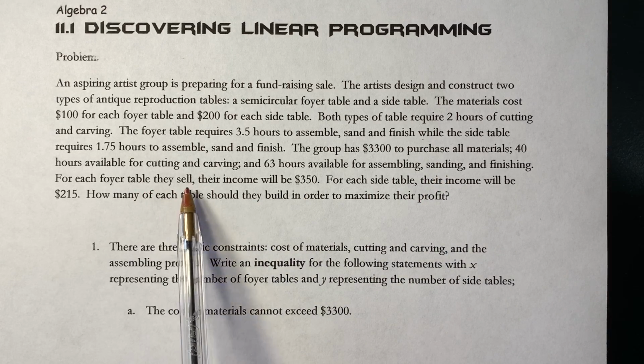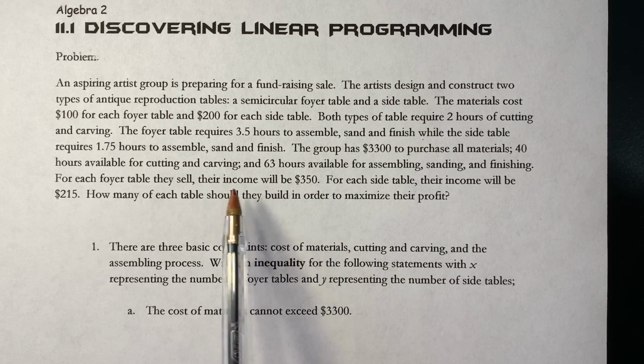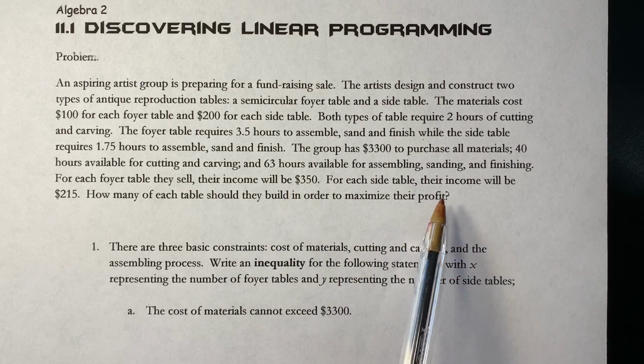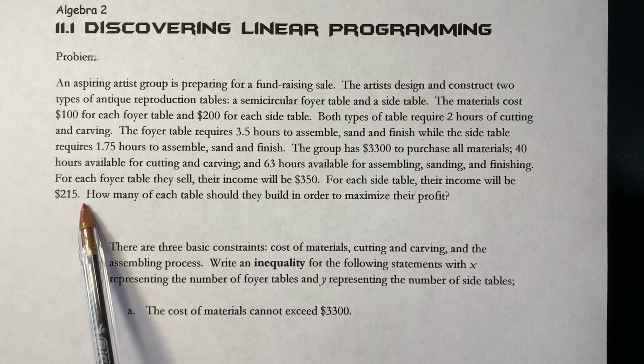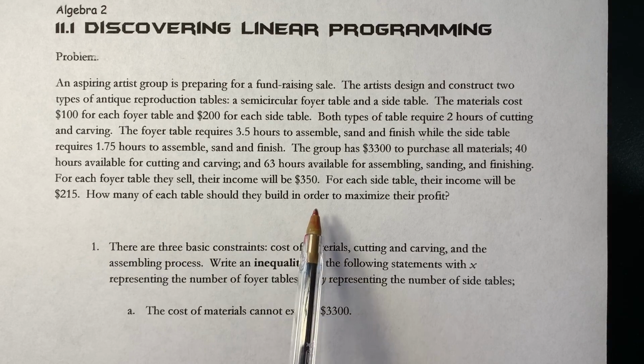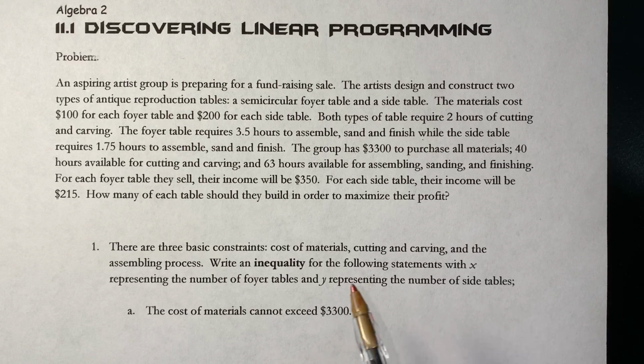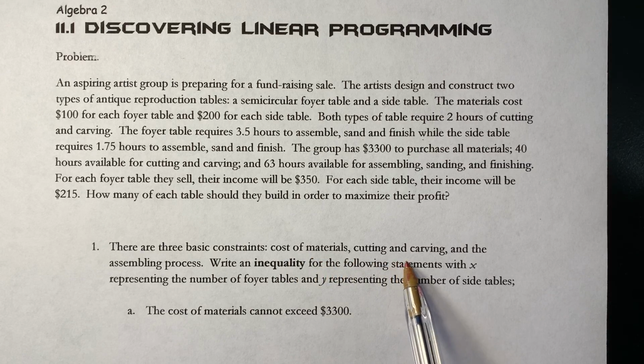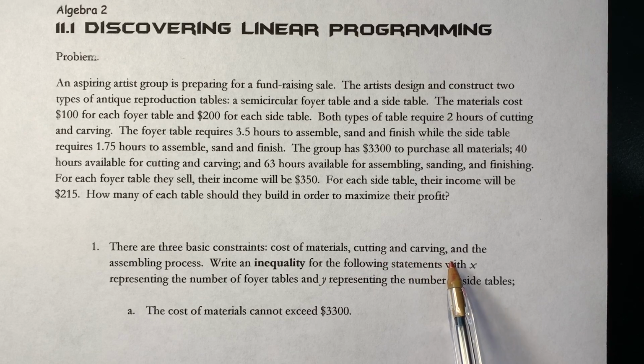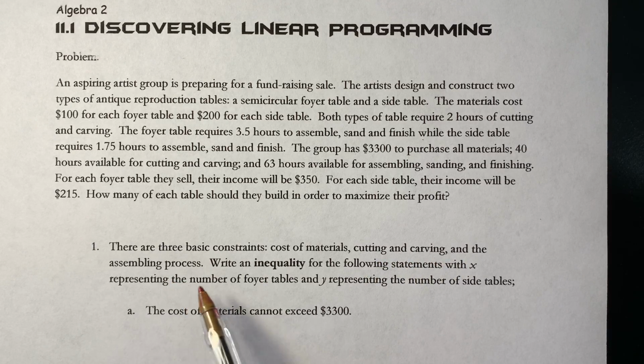For each foyer table, they're going to get $350 income. For each side table, $215 income. How many of each table should they build in order to maximize their profit? So their constraints are cost of materials, time spent cutting and carving, and time spent assembling.